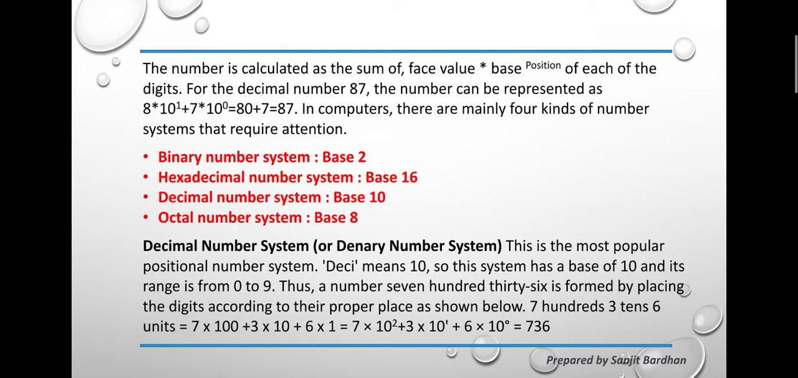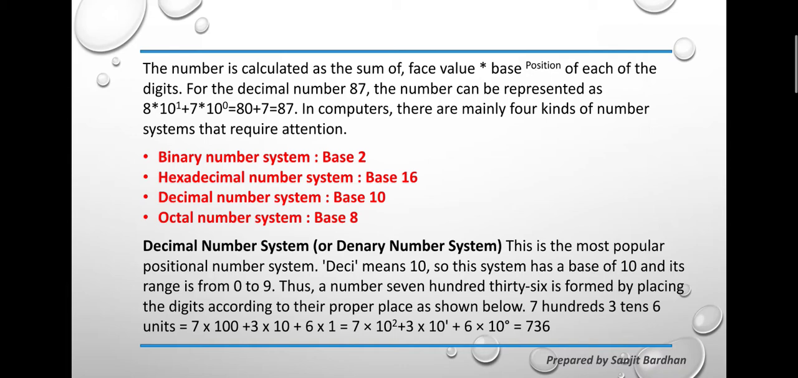Okay, now we come to the decimal number system. This is the most popular positional number system. Deci means 10. We all know that the decimal number system base is 10. So this system has a base of 10 and its range is 0 to 9. That means 0 1 2 3 4 5 6 7 8 9.